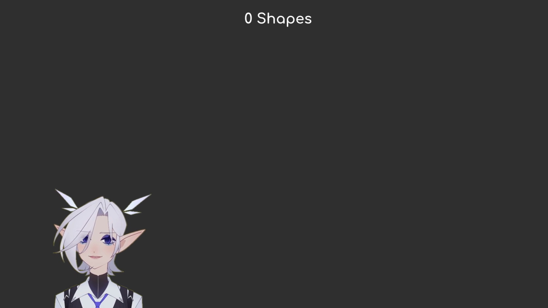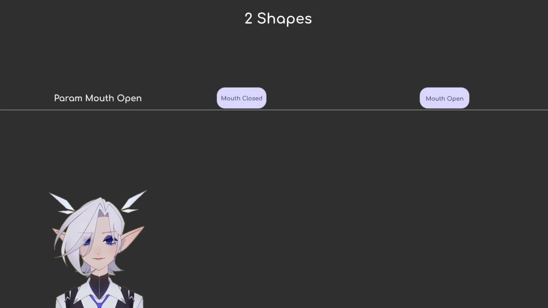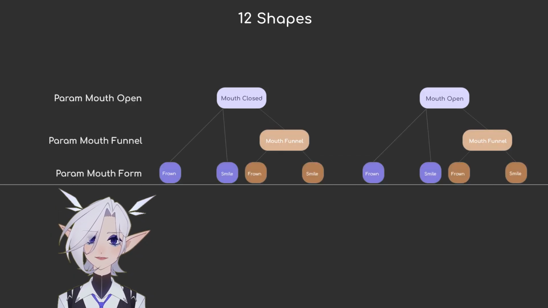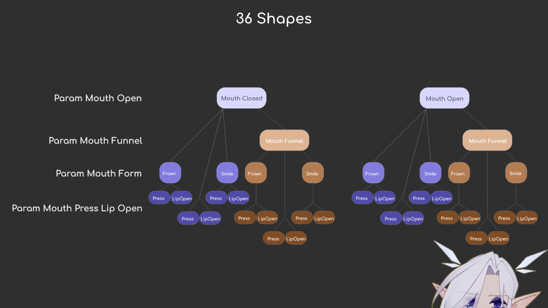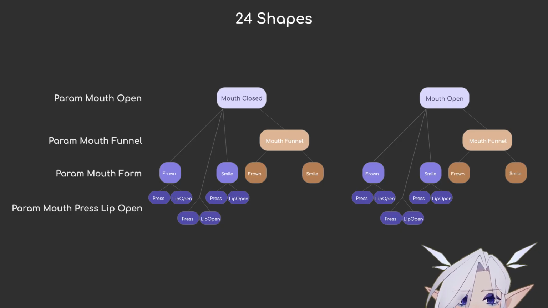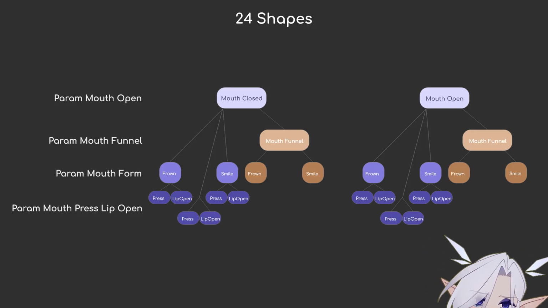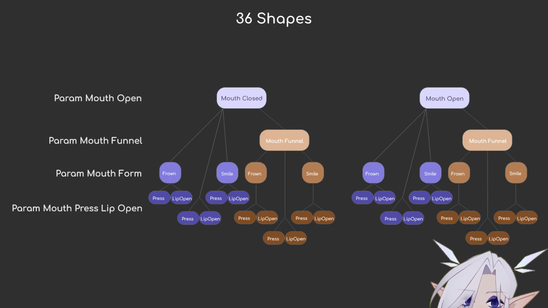You can kind of think about it like a flowchart. We will start with mouth open, then mouth funnel, followed by mouth form, and finally mouth press lip open. We'll also only edit press lip open when funnel's value is 0, which allows us to cut 12 shape edits out of what we need to rig. The keys will technically exist, we just won't make any changes on them.